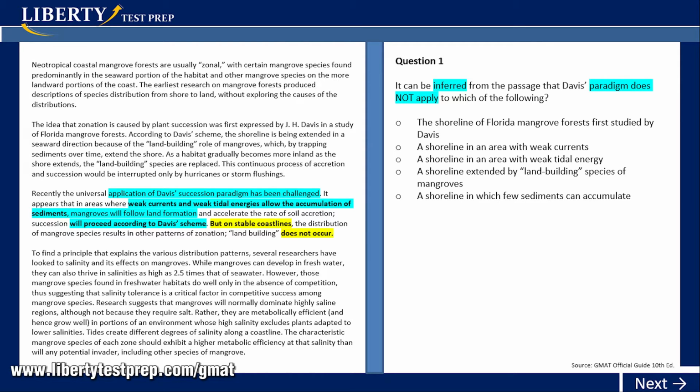So what do you think the answer is? Here you have the answer. A shoreline in which few sediments can accumulate. Very easy, just an inference, right? Because they tell you need weak tidal energies, you need weak currents, and you also need the accumulation. If you don't have that, then this theory doesn't hold. Pretty simple, this one is an intermediate question.